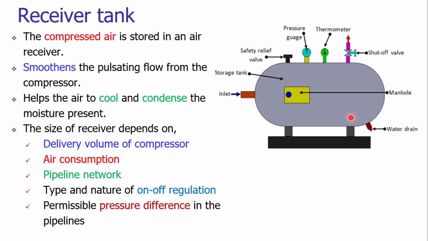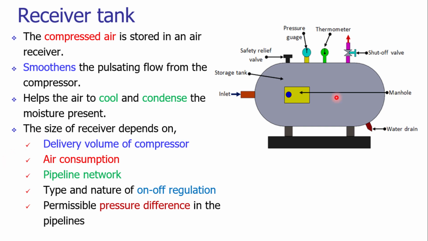So as I have mentioned, with the increase in pressure, there is increase in temperature. When the temperature of the compressed air decreases, there will be condensation of the water vapors or the moisture inside, and due to that we may get water at the bottom side of the tank. So that needs to be drained out. So we need a water drain.